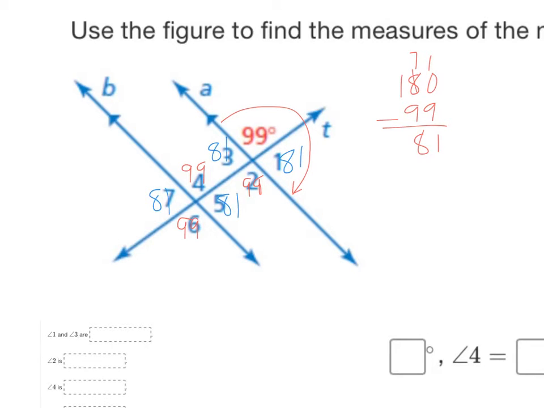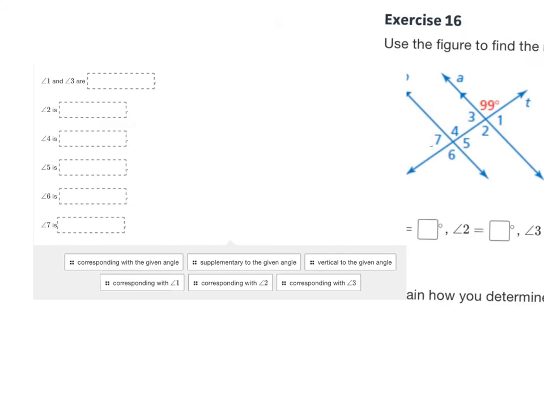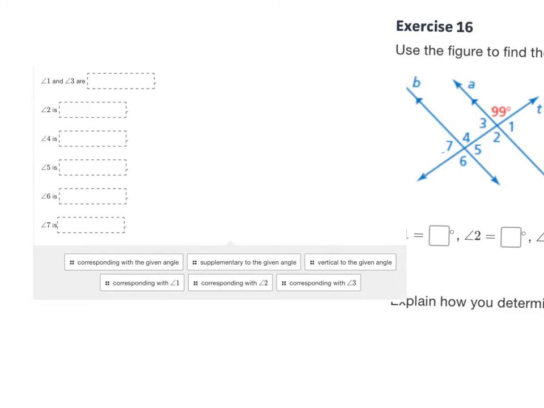So that's the first part. Let's look at the second part. Alright, so let's take a look at the first one, and it says 1 and 3. 1 and 3 are vertical angles, but I don't see that as an option. So what I'm assuming is they're saying it's right next to here, right?